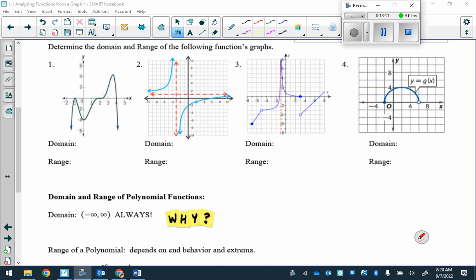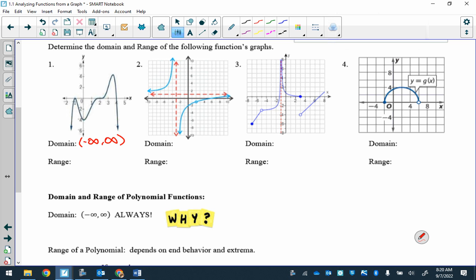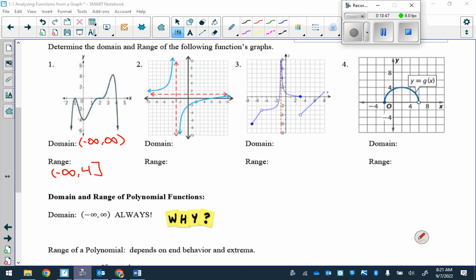Okay, so what is the domain of number 1? Liz? Good. Negative infinity to infinity. What is approximately the range? Go ahead, Bri. Good. And 4 bracket. Perfect. How many of you did get number 1 correct? It's negative infinity to 4 because that's the highest y value we have. Now let's look at number 2. What's happening in number 2?